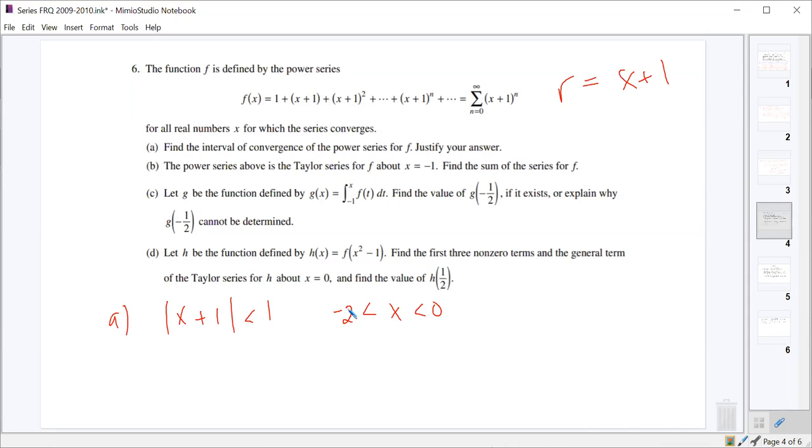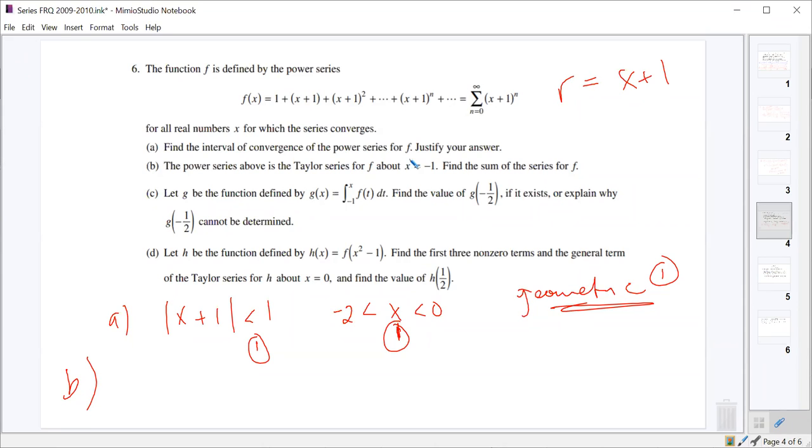That was worth 3 points. I guess 1 if you identified it as geometric. So I guess we should write that it's geometric and give an explanation as to why. So it's geometric. Common ratio is x plus 1. So they give you 1 point for that, 1 point for this, and 1 point for this. Good? That makes sense.